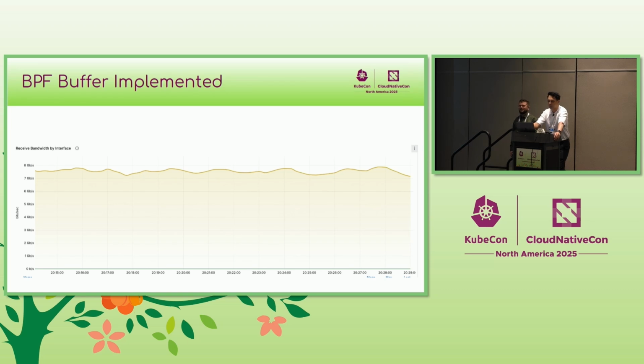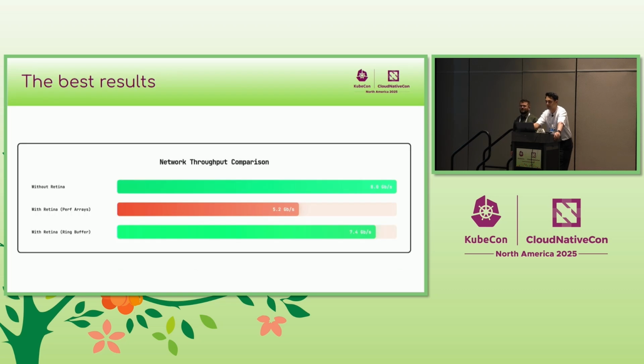To put things in more context, without Retina, without any observability, we were at 8. With Retina, with the CPU set tuning that we did for one core, we were at 5.2. The default settings were bringing us to 4.5, actually. And with the eBPF ring buffer, we were at 7.4. Now, this is not an outage. This is everyday observability tax, and we can live with it.